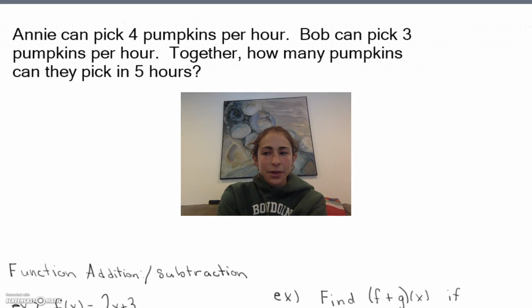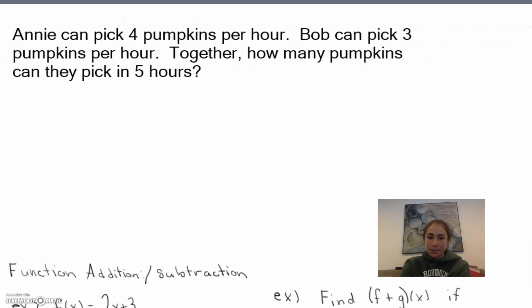Everybody! In this video we're going to be talking about how to add and subtract functions. This is called function addition and subtraction. But before we get into doing it abstractly, I want to start out with a really simple example.